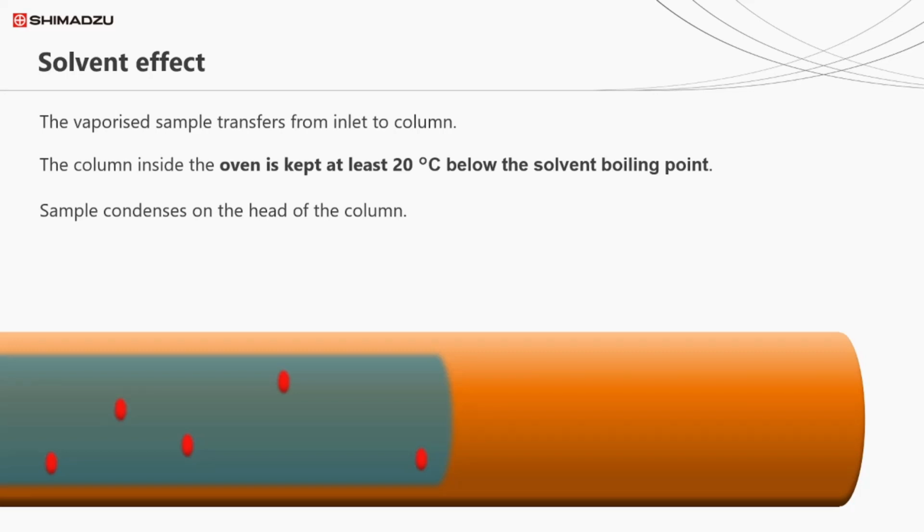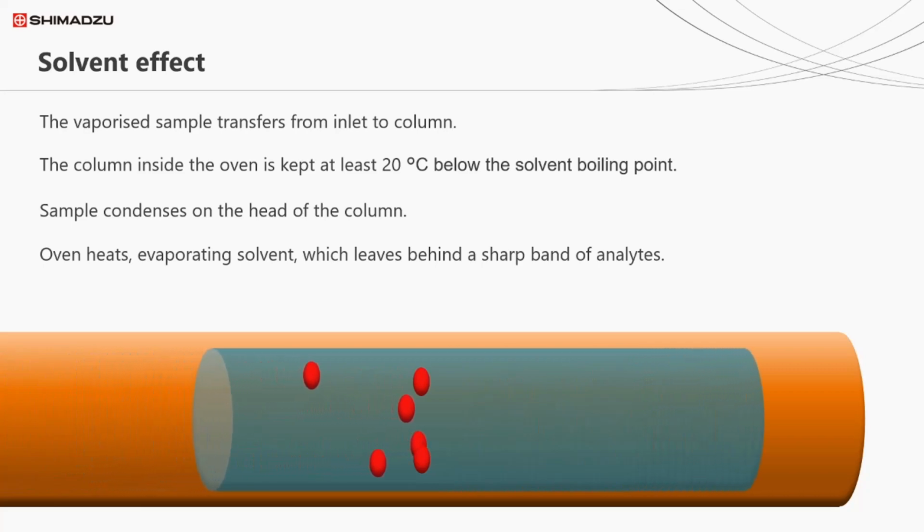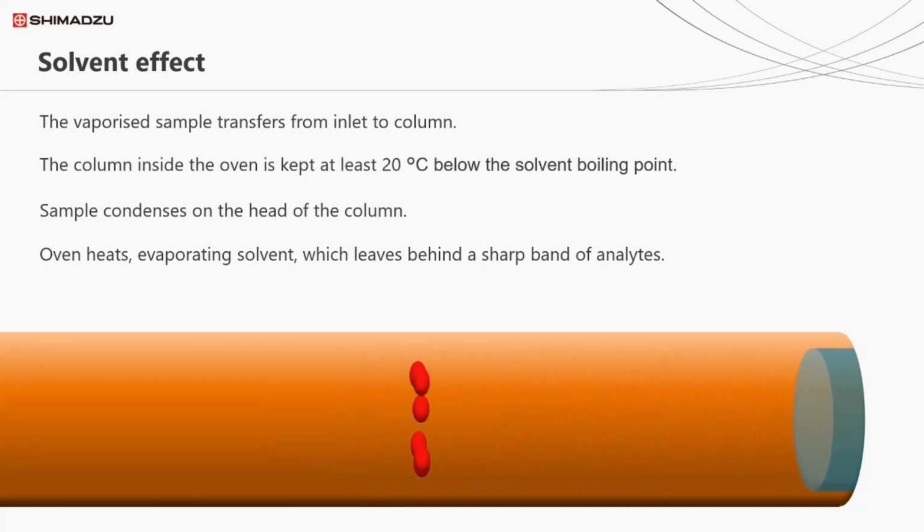Once transfer to the column is complete, the oven can begin to heat up. This causes the solvent to move along the column, and drags with it the dissolved analytes. However, as the oven temperature continues to rise, there comes a point where the solvent evaporates off, leaving behind a nicely bunched up set of analytes. For this to work, the boiling point of the analytes must be at least 20 degrees higher than the boiling point of the solvent. If this strict rule is not followed, the analytes will just move with the solvent as it evaporates and never refocus.